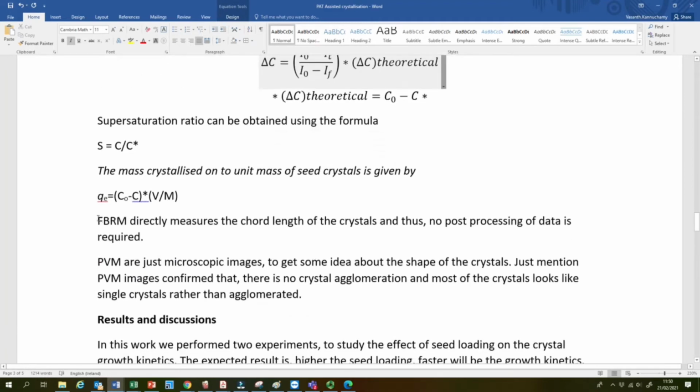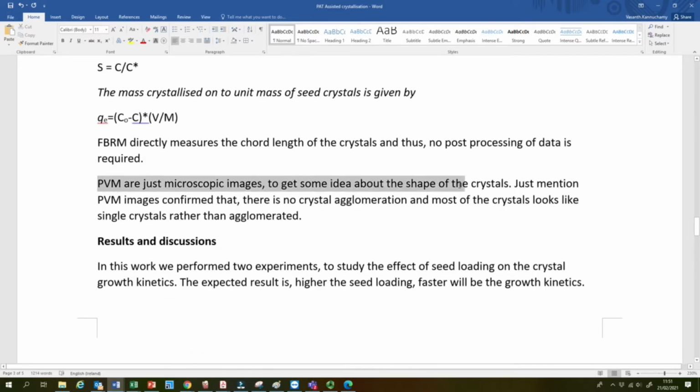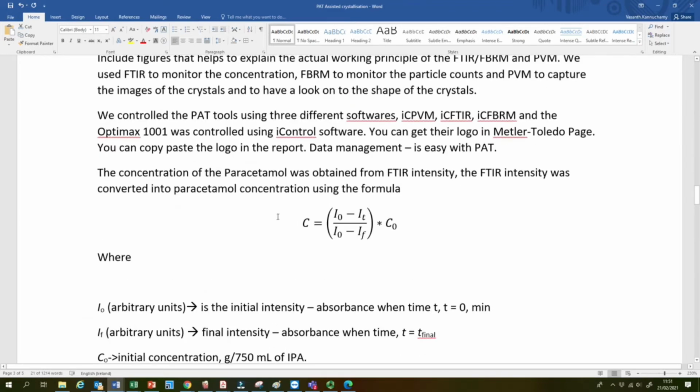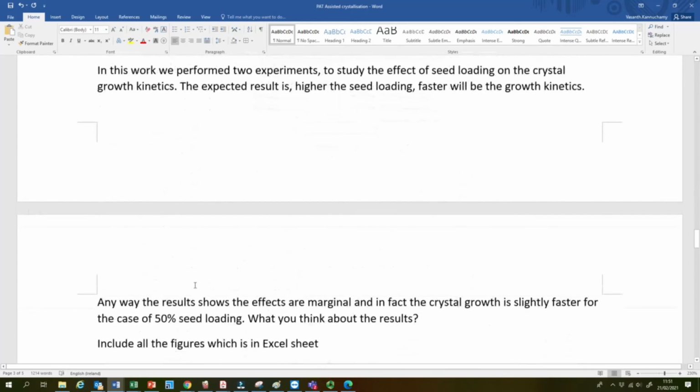Whatever data values we get from FBRM, we are going to plot straight away in the Excel sheet. And then PVM are just microscopic images to get some idea about the shape of the crystals, to check whether there are any events like your crystals being agglomerated, or whether we observe any broken crystals. So these are the main advantages of PVM. Obviously we don't need to post-process anything. Only for FTIR we get the results in terms of intensity, and it is our job to convert the results into concentration. Anyway, I did that for you, so you don't have to worry about this.